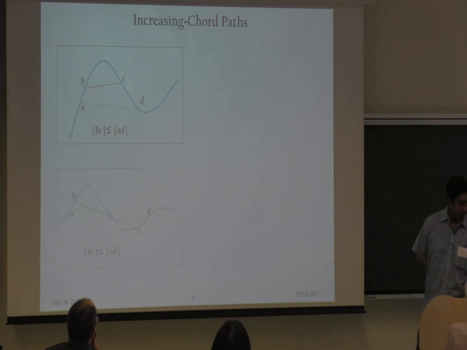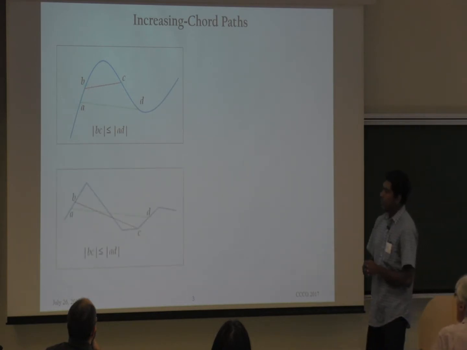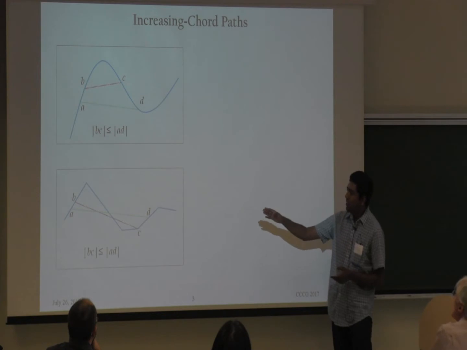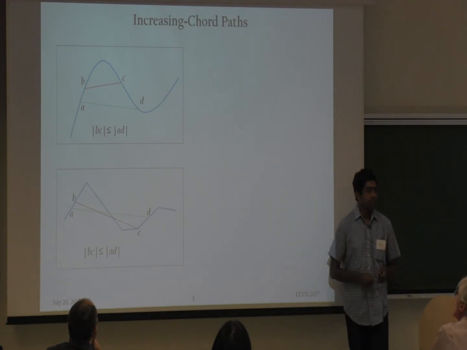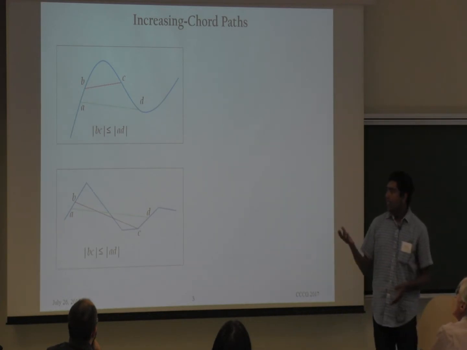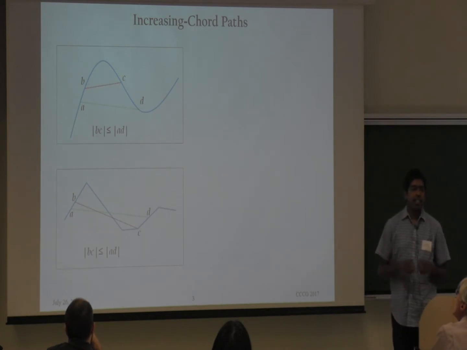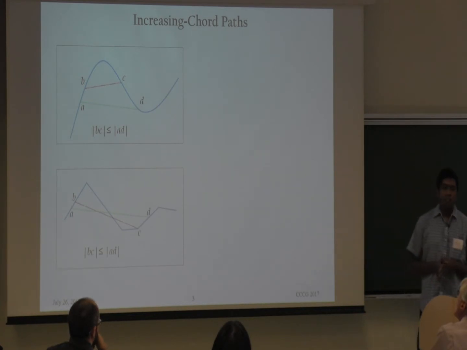So, here is another example of such a path. Here you see I have 4 points A, B, C, D in this order, and again the distance between B, C is smaller than A, D, and that is true for every 4 points A, B, C, D in this order on the path. So, these types of paths I call increasing-chord.